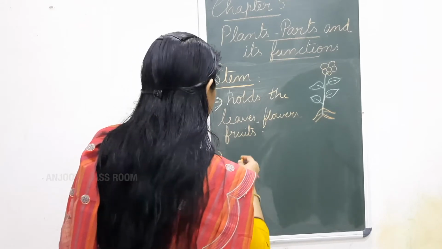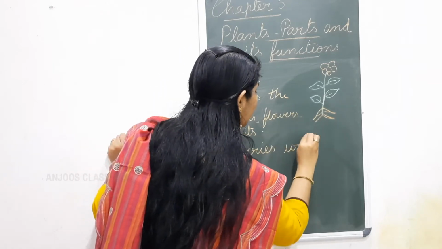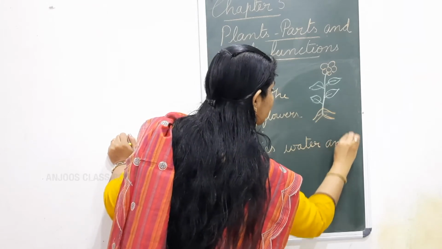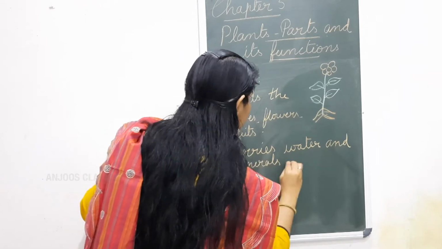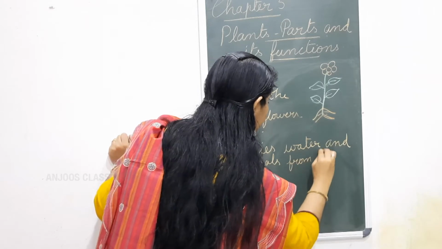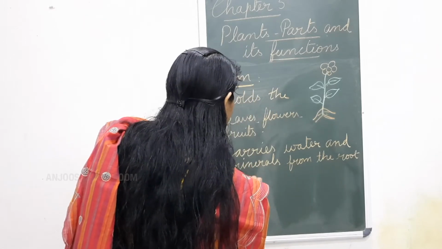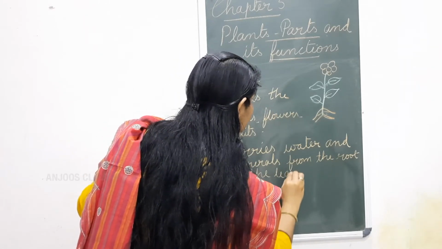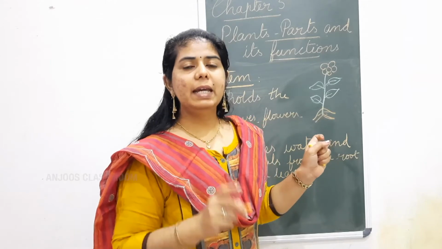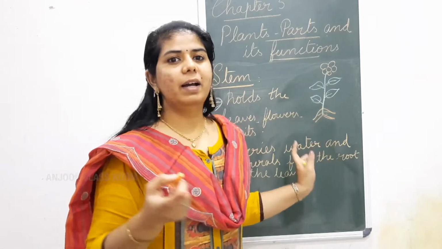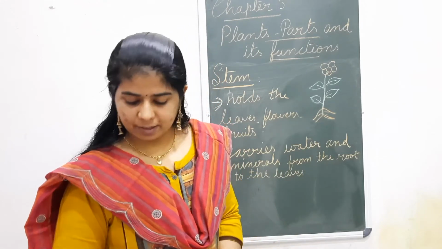So the second function is the stem carries water and minerals from the root to the leaves. Understood? So that is like a pipe. The water and minerals absorbed by the root are carried to the leaves by the stem. It is given to the leaves by the stem. That is the second function.